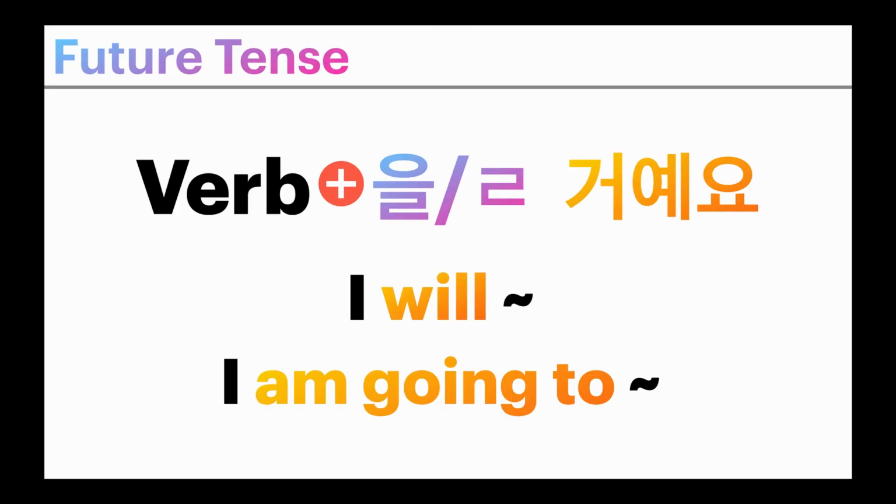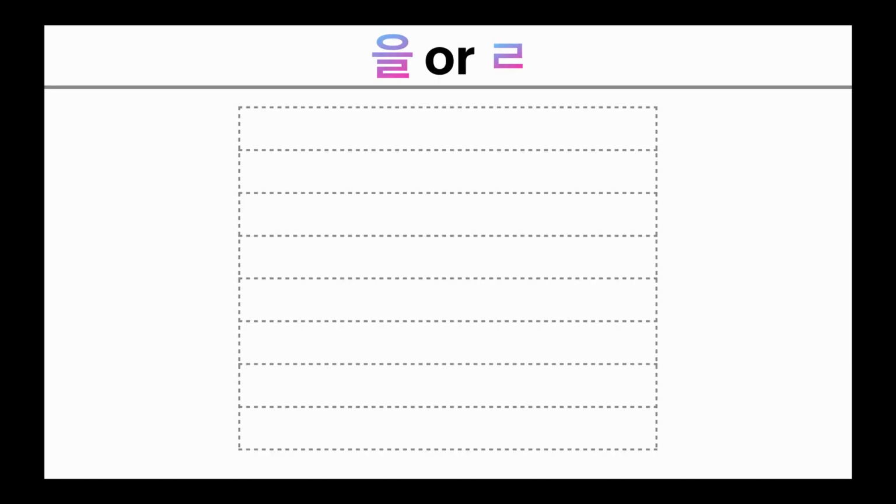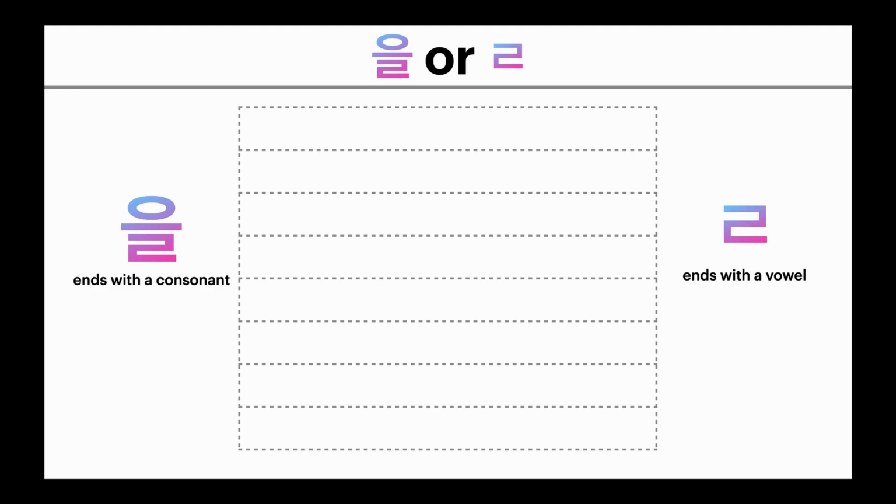Now before we get to this entire sentence pattern, let's go ahead and just look at this part right here. Right now, let's go ahead and practice very quickly whether we add 을 or 를. 을 is for words that end with a consonant, and ㄹ is for words that end with a vowel. And keep in mind that ㄹ goes underneath the character.